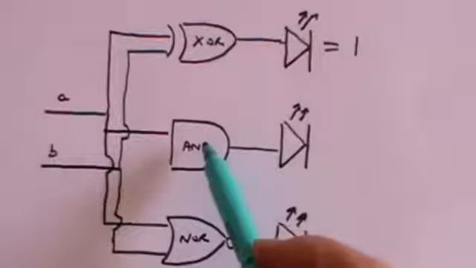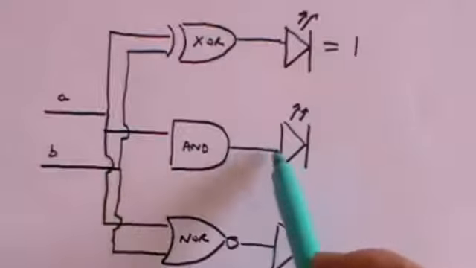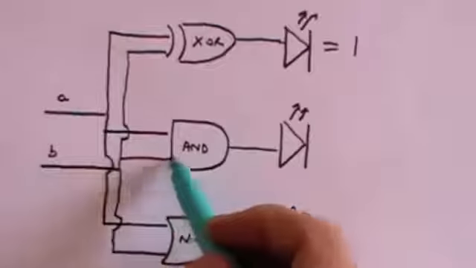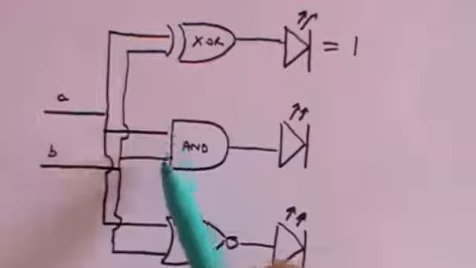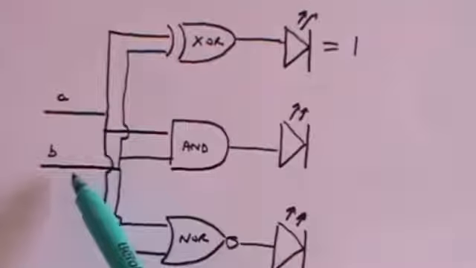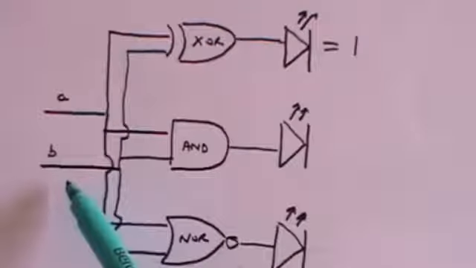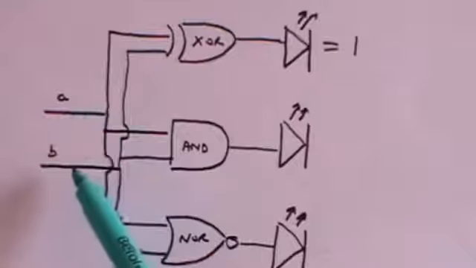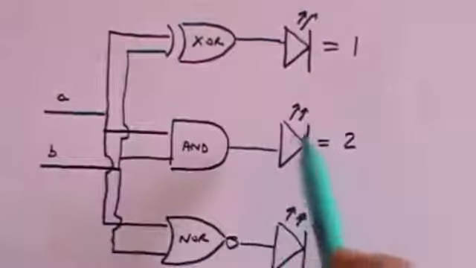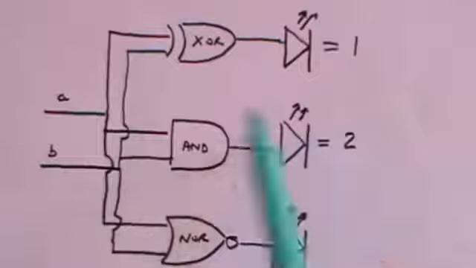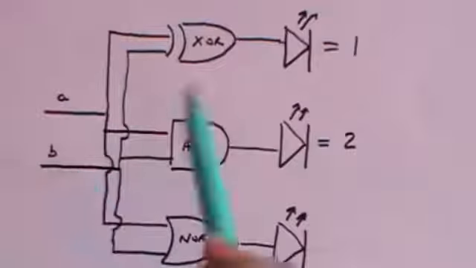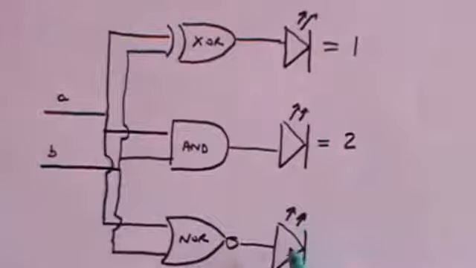What about the AND gate? Well, the AND will only put out a positive voltage if both the inputs are positive. So that means that A and B both have to be positive voltages. So A has to be 1 and B has to be 1. So this is essentially the answer to 2. If this lights up, it must mean that there's a positive voltage on A and a positive voltage on B. And what about NOR?